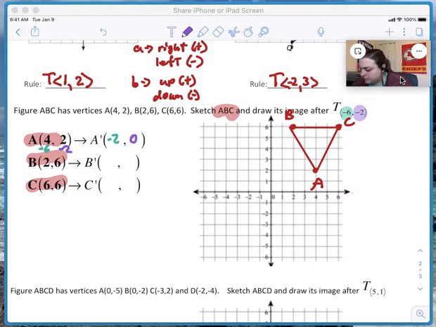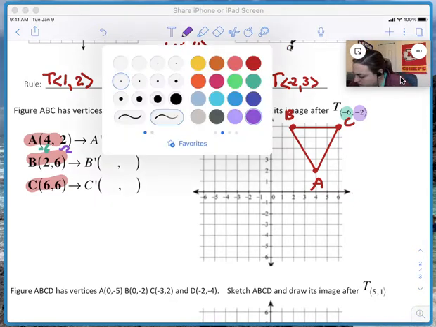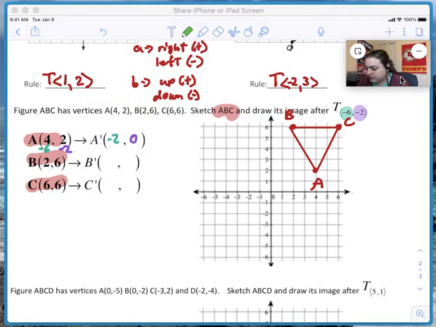So now I'm going to sketch. I don't want to do it in orange, it's too similar. Let's do some sort of like green. So now I'm going to sketch A prime, which is negative 2, 0, which is right on the x-axis. Okay, so A prime. We're going to do the same thing here.